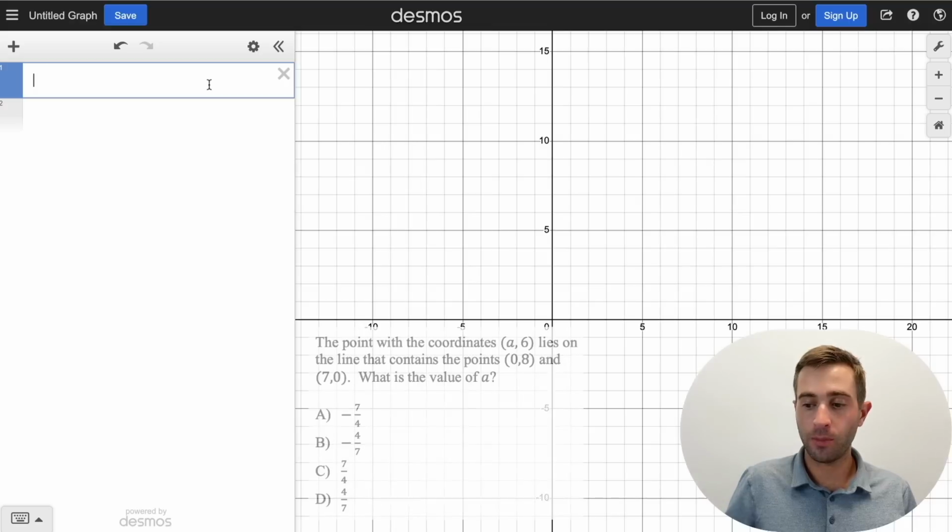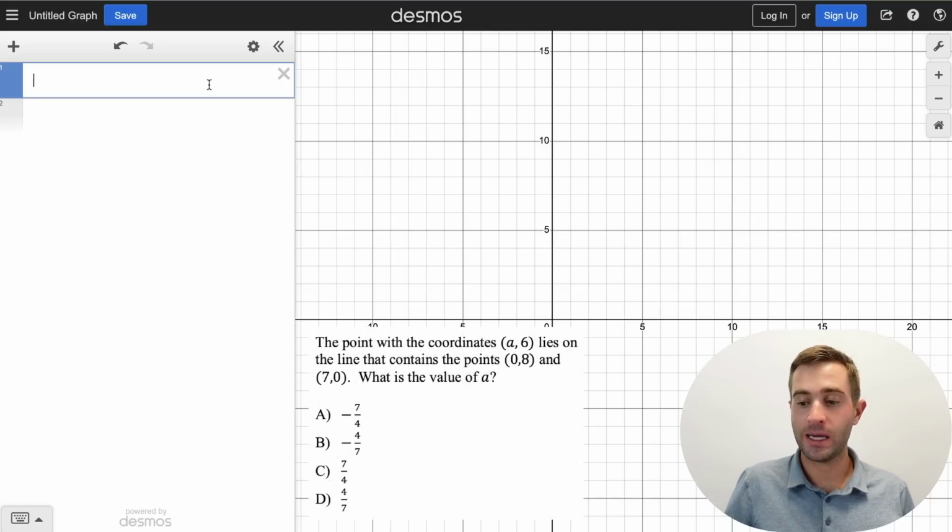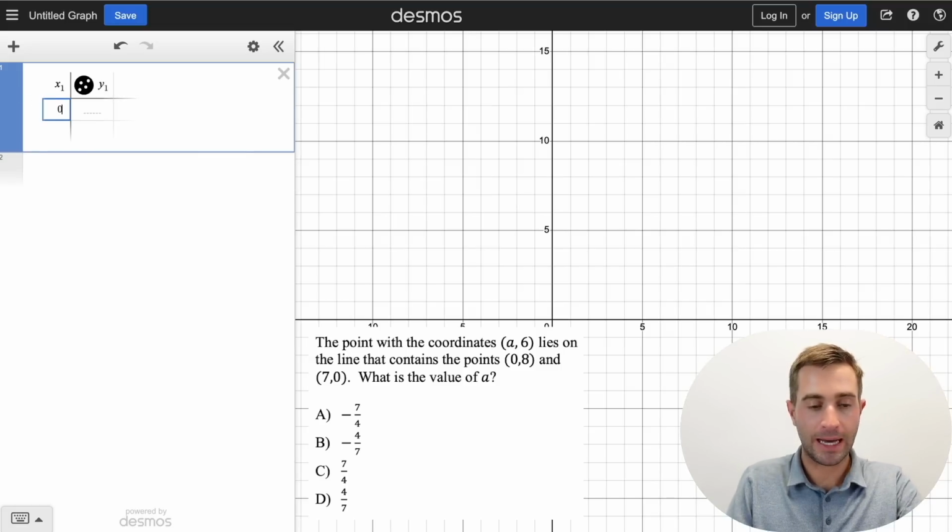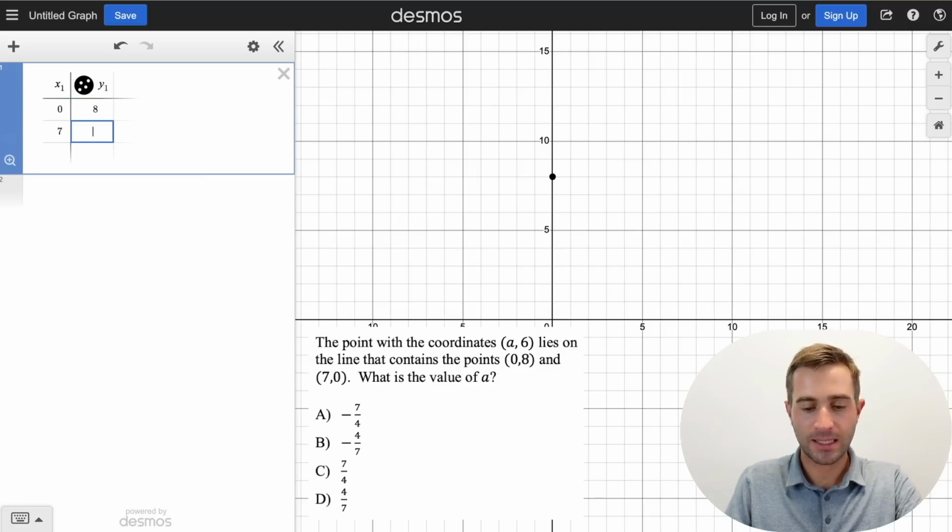So here we're told the point with coordinates a, 6 lies on the line that contains the points 0, 8, and 7, 0. What is the value of a? Well, I'd like Desmos to graph this line for me, and I know 2 points. So we're going to type in table, and then we're going to put in that 0 and that 8, and that 7 and that 0.